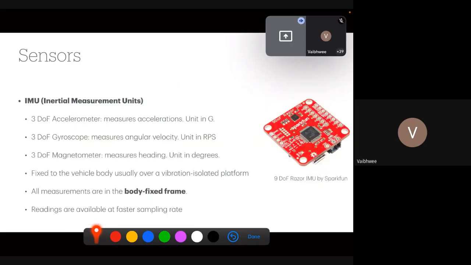Now the sensors that typically go in these. The first and main important one, which you would see invariably in any unmanned vehicle, is the inertial measurement unit. Typically, we use 9 DOF IMUs. Why 9 DOF? They have a 3 DOF accelerometer, 3 DOF gyro, and 3 DOF magnetometer.